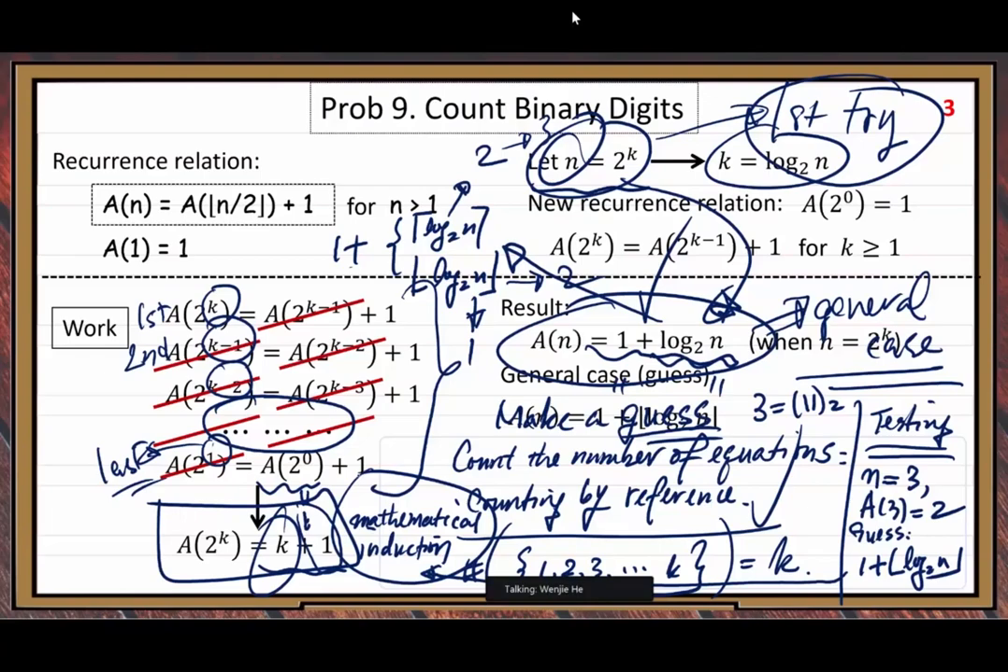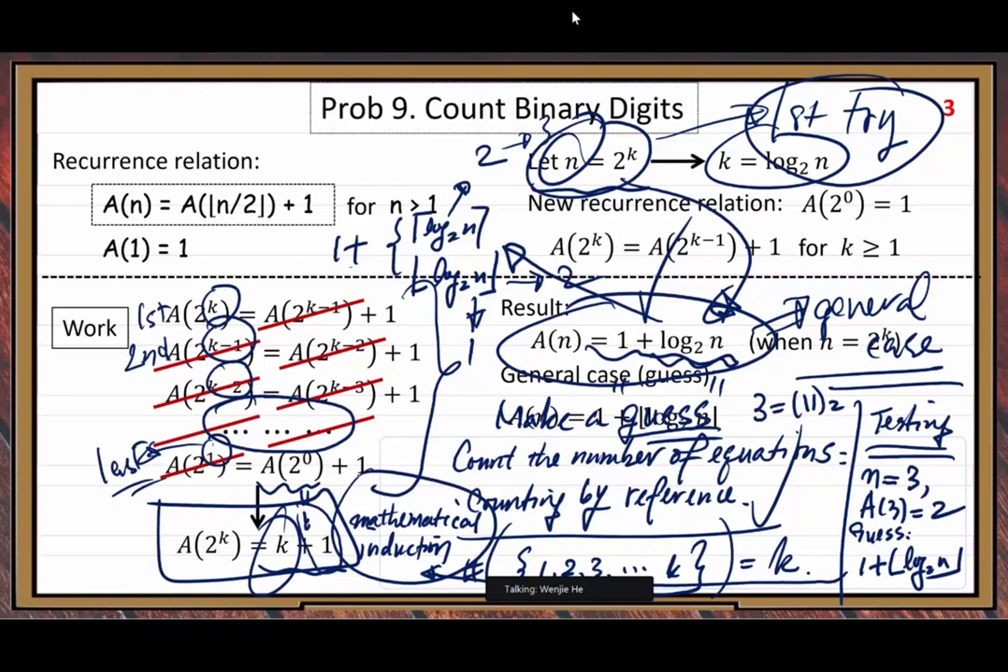It can be done, but here I want to skip it. I just give you the final answer. It can be verified by mathematical induction. This formula, 1 plus floor function of log base 2 of n, the number of bits, is the answer to this question.